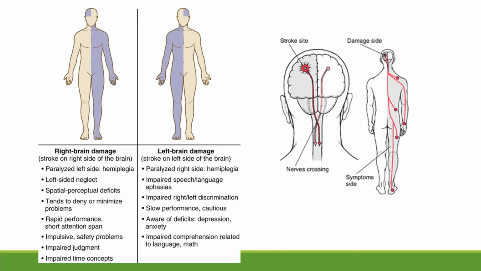They're going to have impaired right and left discrimination, so having issues with understanding what's on the right and what's on the left. They're going to have slow performance. They're going to be very cautious. Unfortunately, they're very aware of their deficits, and they have high incidence of depression and anxiety. They may have impaired comprehension related to language, math, and reading.